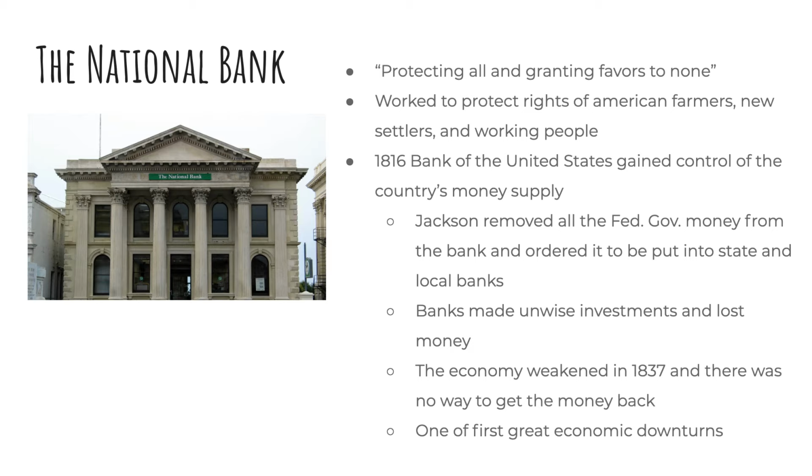However, when he did this, the banks that had the federal money would make unwise investments and eventually lost the money. So let's say they would grant loans to people, but people were not able to pay them back, so that caused the money to be lost. So they couldn't get that money back. And this made the economy weak, and it happened in 1837. And this is one of the first great economic downturns of the United States.